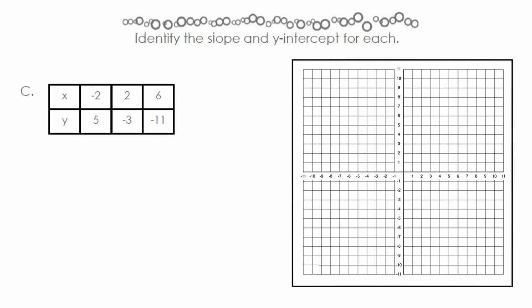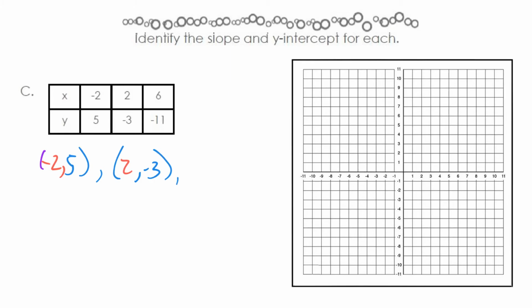So here's an interesting one. It gives us a table of values, and it says to identify the slope and y-intercept for each. Well, we need to start by plotting each coordinate point. So we have one coordinate point that is -2, 5. Then we have another coordinate point that is 2, -3.